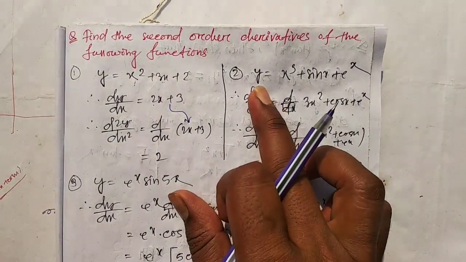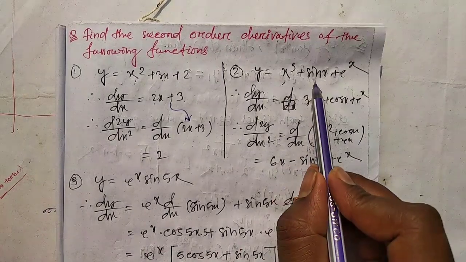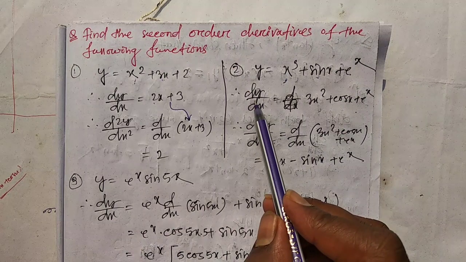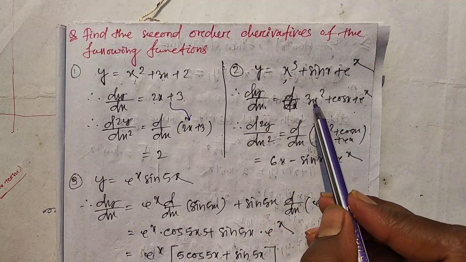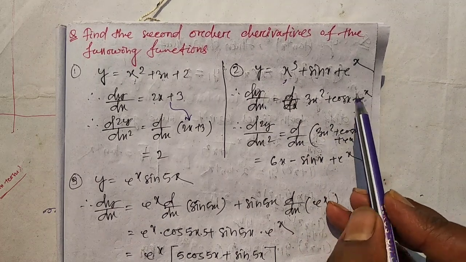So the question is y is equal to x cube plus sin x plus e to the power x. Then find the second order derivative. Then first differentiate with respect to x. How much are we getting? 3x square plus cos x plus e to the power x.